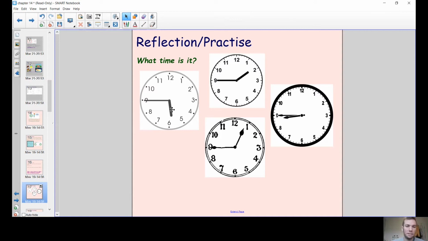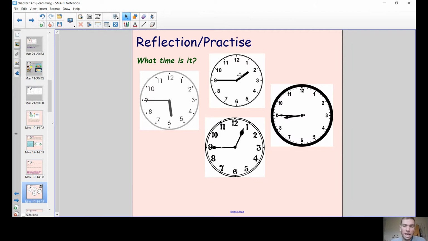So, our first clock here, I can see the minute hand has gone all the way around here, gone past the halfway, and it is now heading to the next hour. Which hour is it closest to? I can say it's 5:45. I could say it's 15 minutes until 6 as well. I could say it's 45 minutes after 5 o'clock.